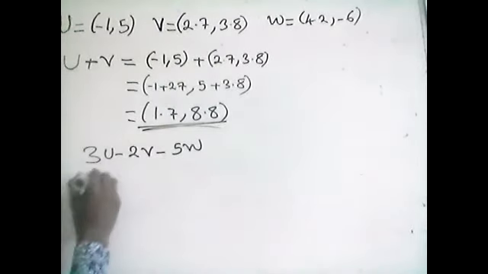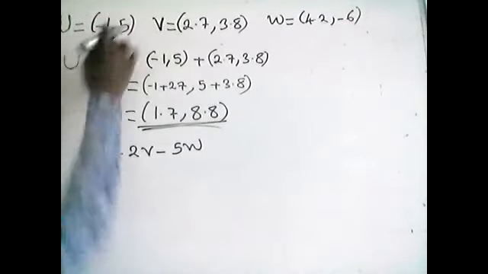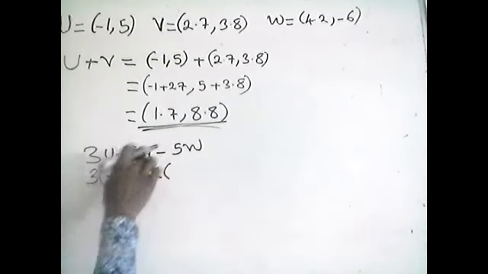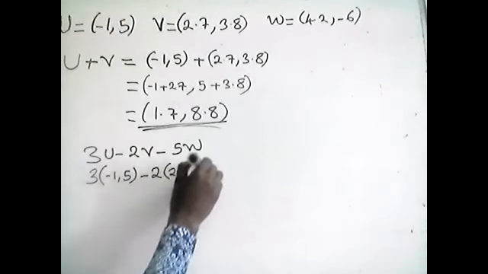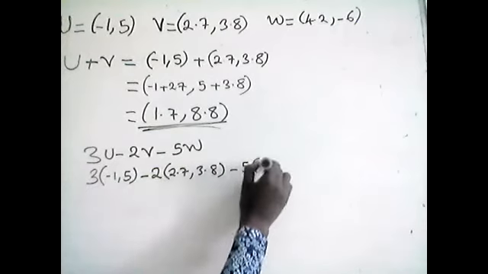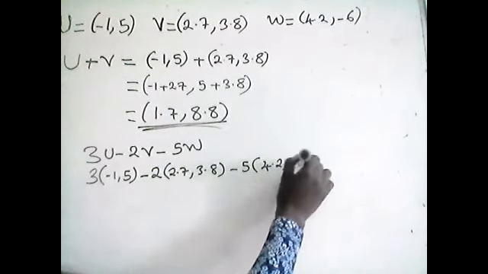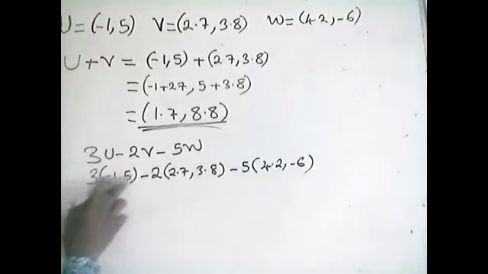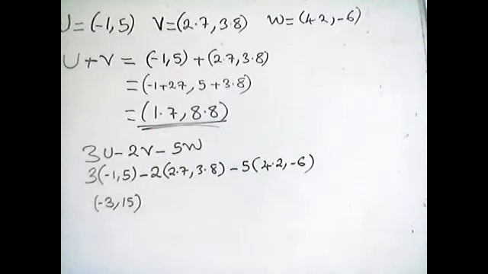So now, what is our u? Our u is -1, 5, minus 2 times v, which is 2.7, 3.8, minus 5 times w, which is 4.2, -6. So that's what we have. And then we just start distributing. This 3 is going to multiply everything inside here. So 3 multiplied by -1 gives -3, and 3 times 5 is 15. So for this part, we are done.